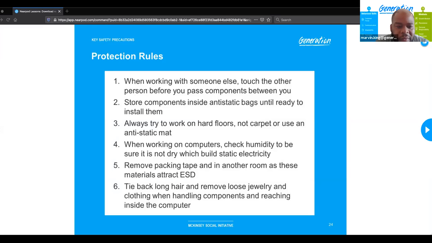So what we stopped off on was 4. So 5, Ms. Kendall, would you read that one for me? Remove packaging tape in another room as these materials attract ESD. I don't think that was written really well, but yes, remove packaging tape in another room as these materials affect ESD.